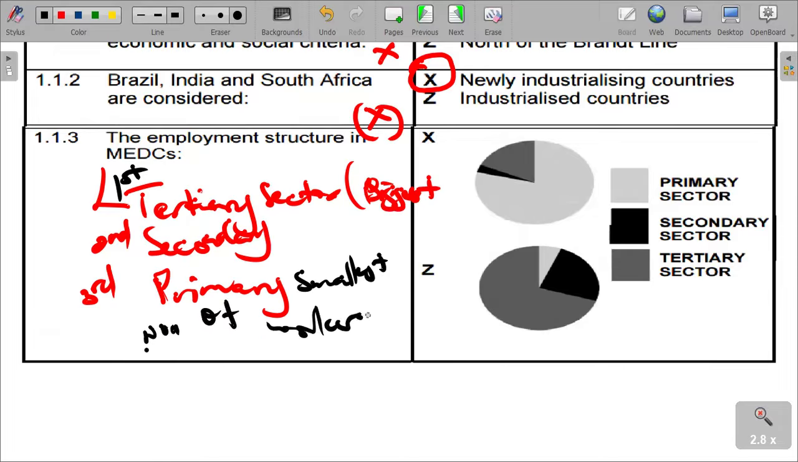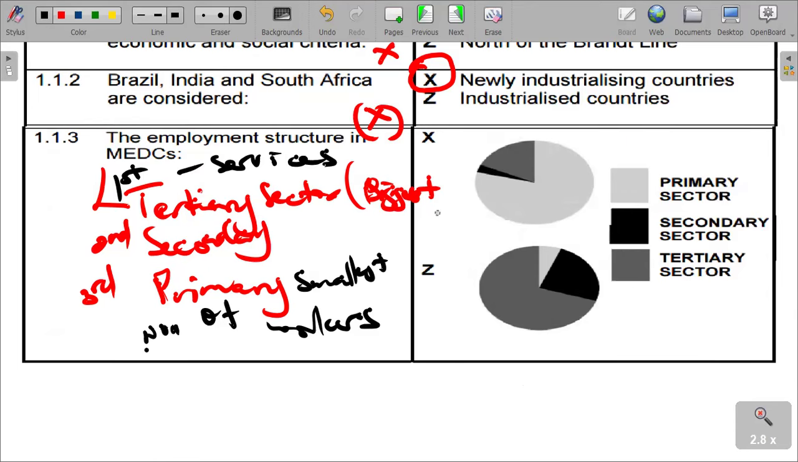What happens is that these are most economically developed countries. They rely on raw materials that are imported from less economically developed countries. So they are into manufacturing and the services sector. The most economically developed countries focus on what? On services, which is the tertiary sector.